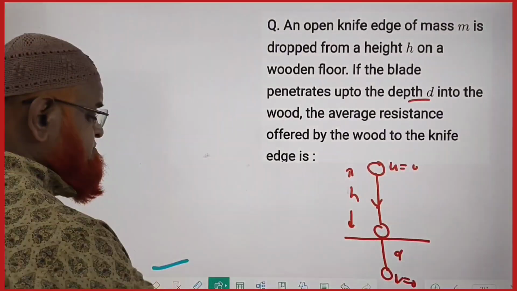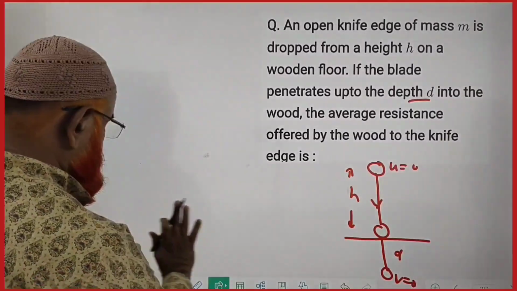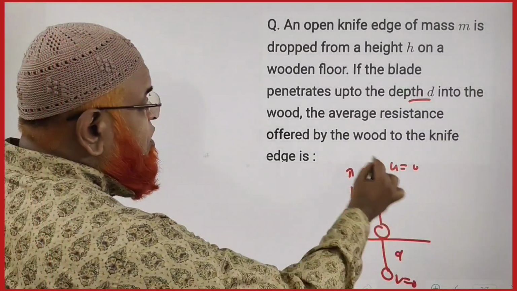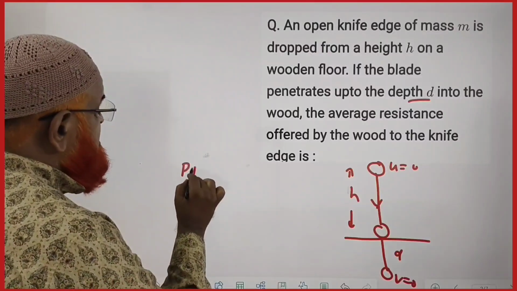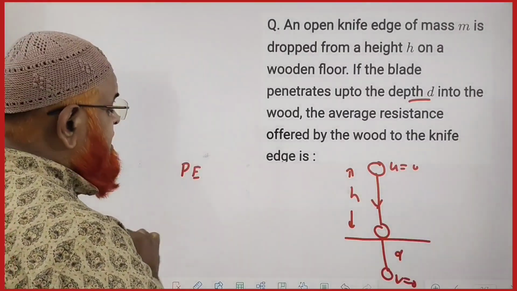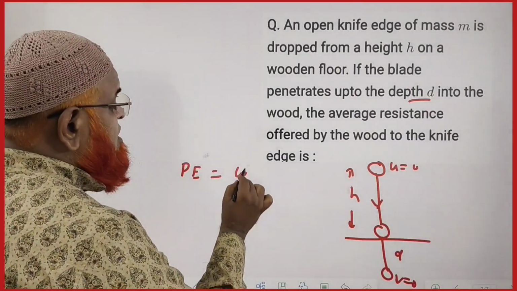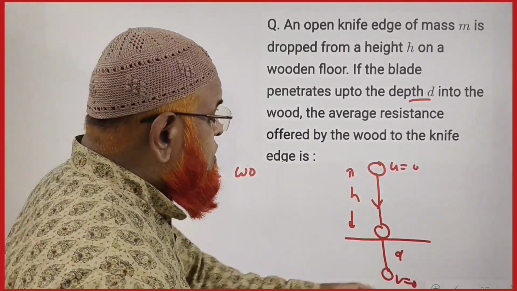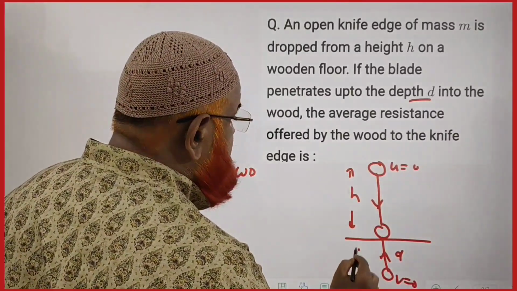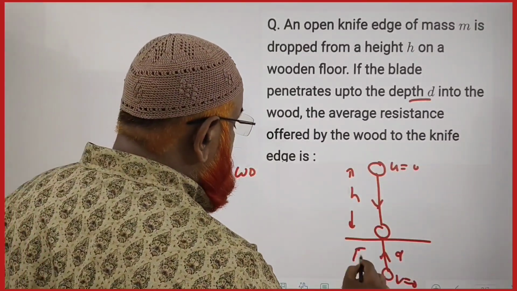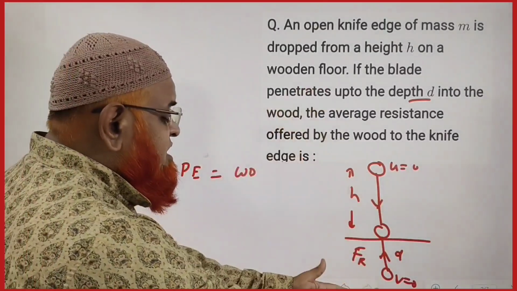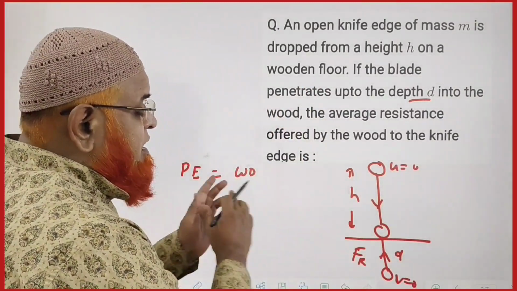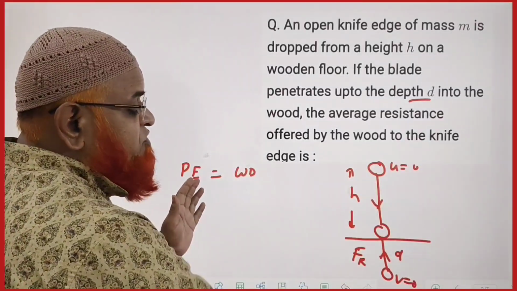So here you can consider what is the potential energy of the knife edge. Okay, and that is going to be work done by the floor to stop the knife edge in the opposite direction. Okay, let the resistive force be Fr in the opposite direction. So potential energy is counterbalancing and energy is conserved. It converts from one form to another form.